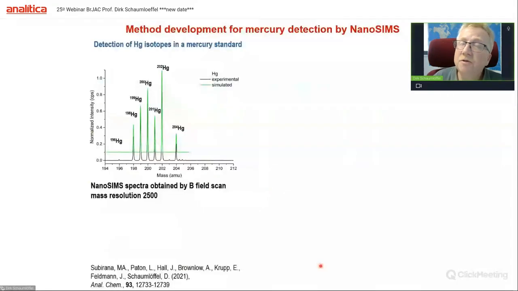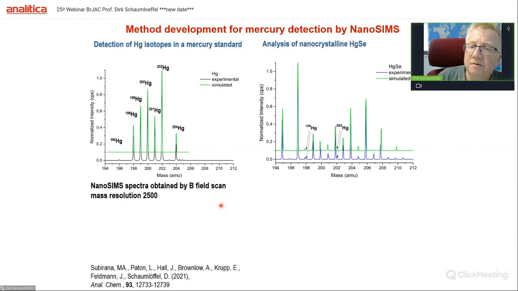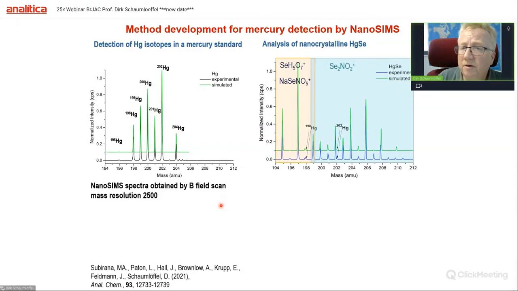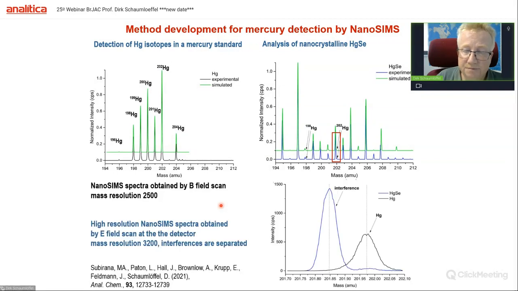It was possible due to our new ion source. Here, in a mercury standard, we saw all the mercury isotopes, and we could confirm that. In mercury selenium compounds, we see a lot of interferences, apparently from selenium compounds, but we also see the mercury signal just beside the interferences. But as I was talking about, we have a very high mass resolution, and already a mass resolution of 3200 was sufficient to separate the interference from the mercury signal. So we could measure on the pure mercury signal.